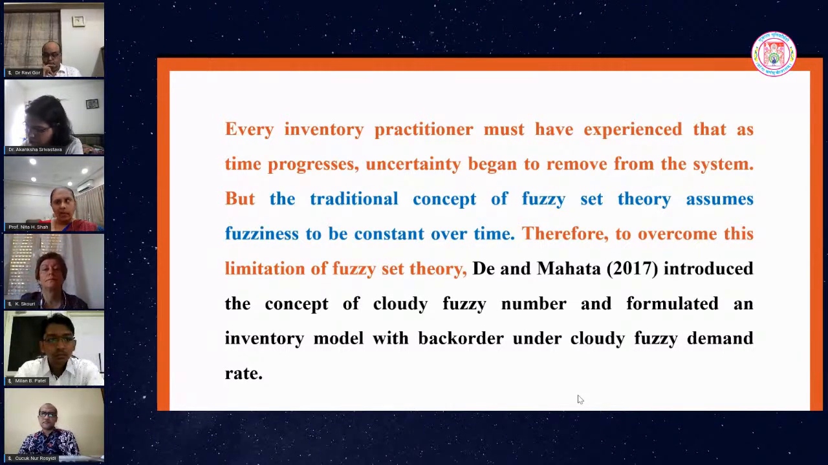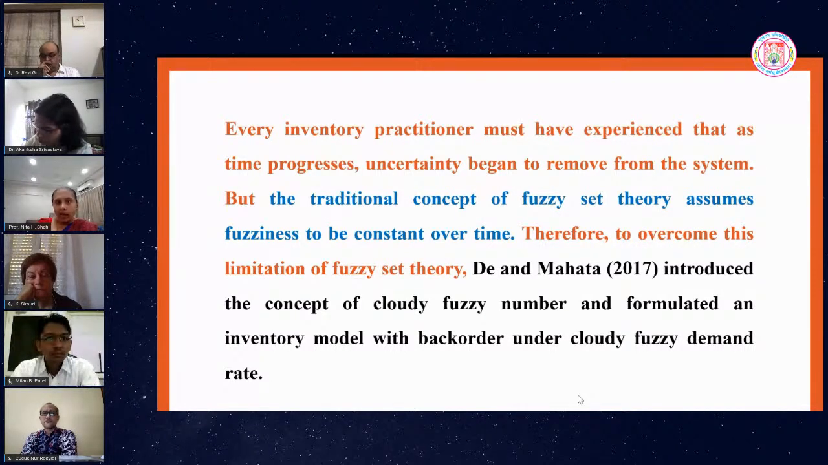Every inventory practitioner must have experienced that as time progresses, uncertainty begins to be removed from the system. And this is what we have observed from March 22nd till now. Now the peak time of the COVID-19 phase is slowing down. In the COVID phase, almost all countries were having a lockdown phase. In the lockdown phase, the retailer was in a soup with completely uncertain demand. But now, many of the countries have relaxed the lockdown. So now retailers are getting demand at a fixed rate, what we had before, that is the pre-COVID phase.